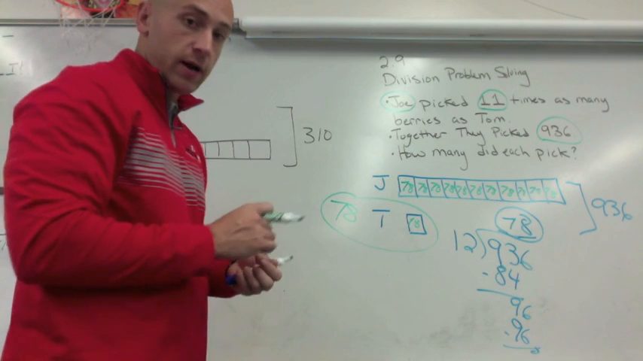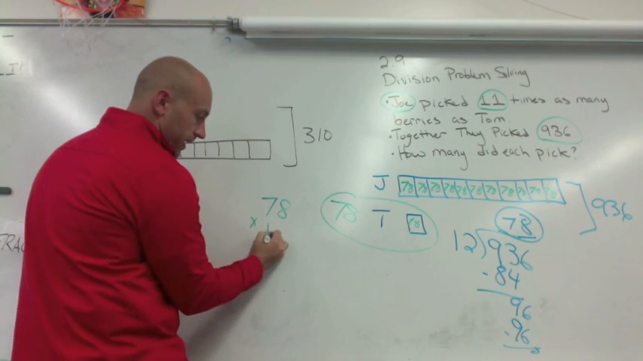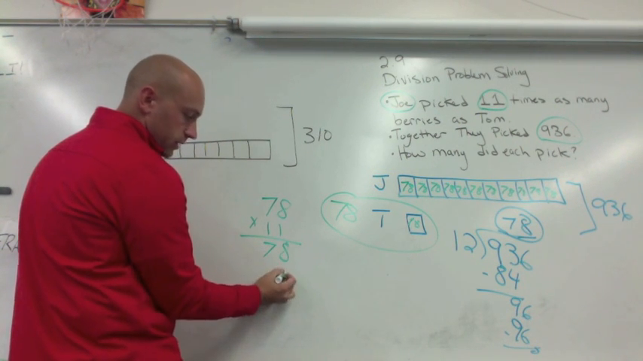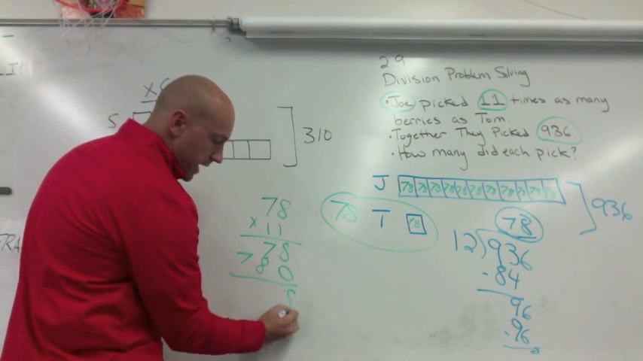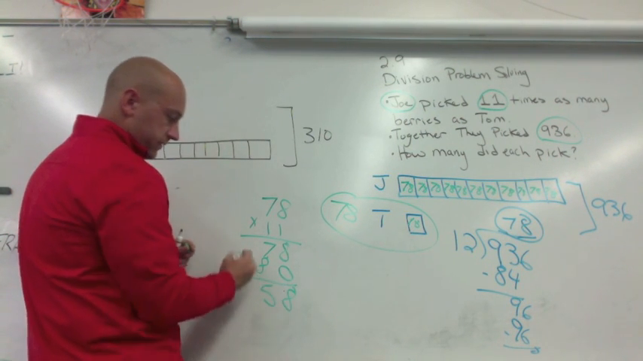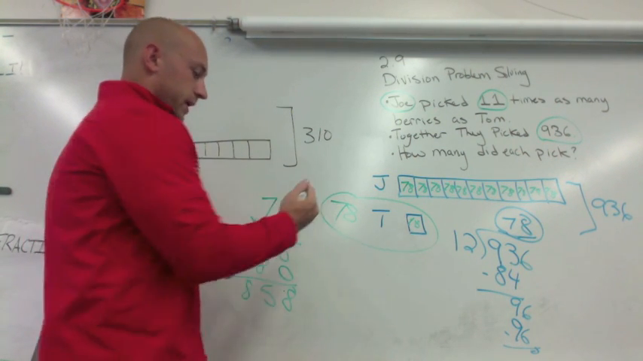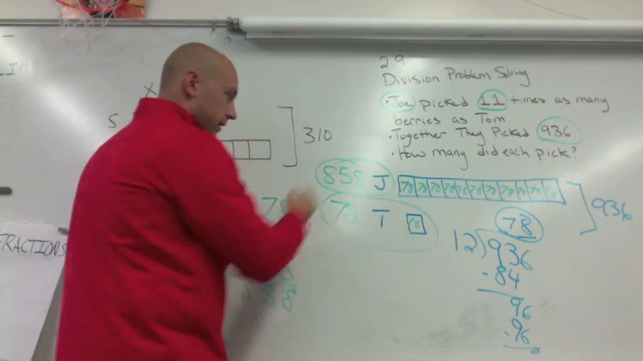So to find out how many Joe has, we can do 78 times 11. So we have 1 times 8 is 8, 1 times 7 is 7. Start with a 0, 1 times 8 is 8, 1 times 7 is 7. We add, we get 8, 15, and another 8. So Joe picked a total of 858 berries.